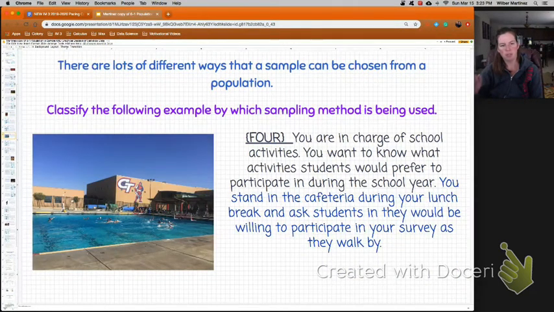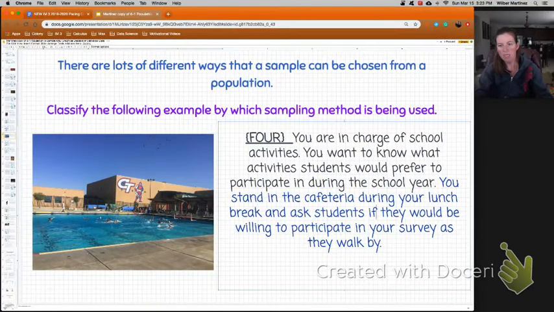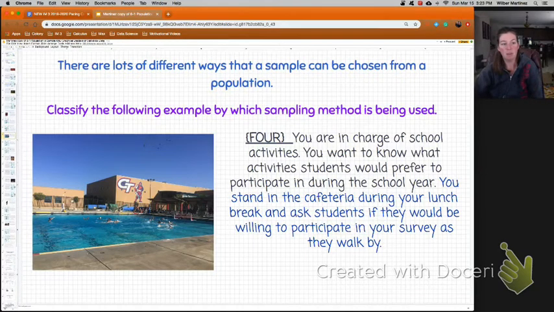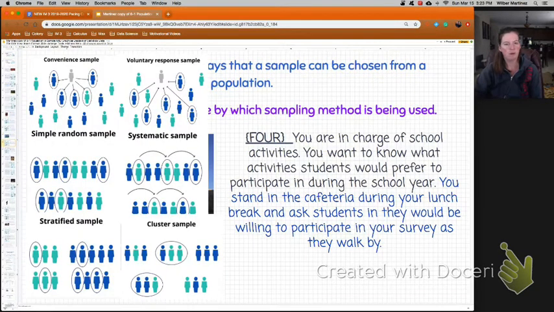Same scenario, you're in charge of school activities. It says you stand in the cafeteria during your lunch break and you ask students if they would be willing to participate in your survey as they walk by. Again, this is a biased form of sampling, probably not the best form in the world. So if we look at all of our different examples, this is called convenience sampling. The reason is because it's convenient for the people that are walking by you at lunch to take your survey. If somebody doesn't come by the cafeteria at lunch, obviously there's no chance they would take your survey if you're not moving around and you're not randomly selecting people for your survey. So convenience sampling, because it's convenient for you.